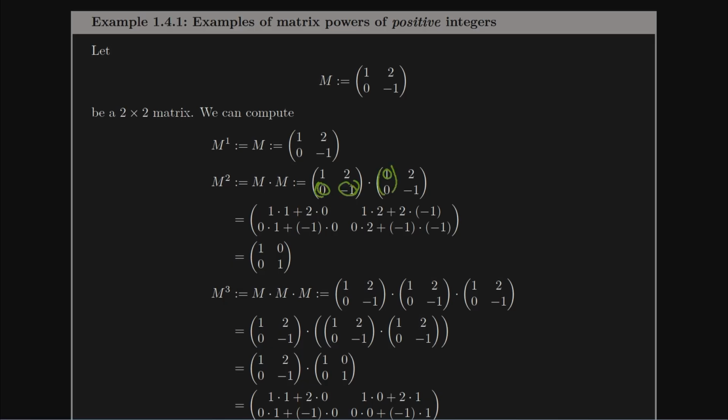I can then take the first entry in the third row, the first entry in the first column, and then the second entry in the third row, second entry in the first column to get 0, the bottom left, and finally the first entry in the second row and the first entry in the second column, plus the second entry in the second row and the second entry in the second column to recover a 1. That ends up being the second power of this matrix.